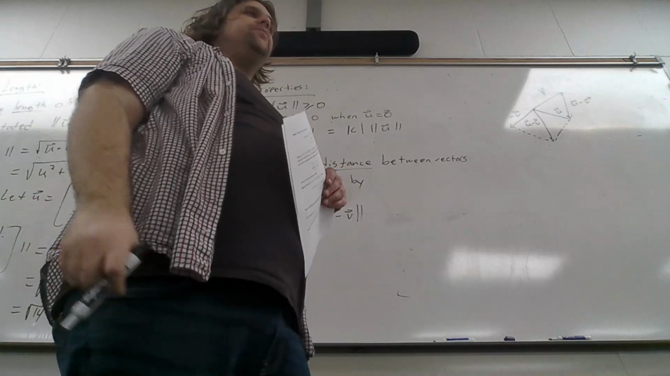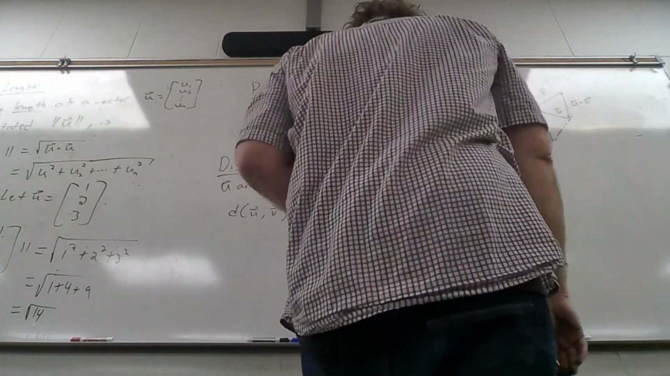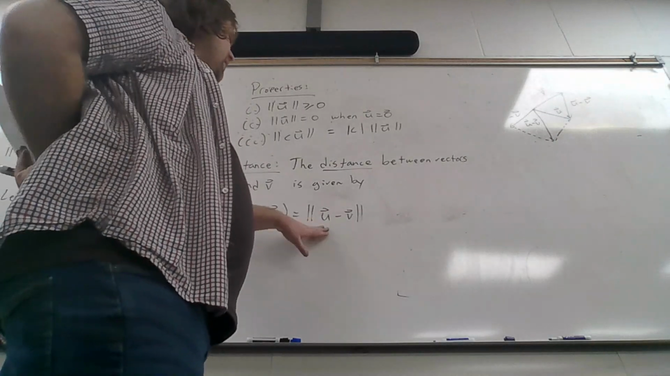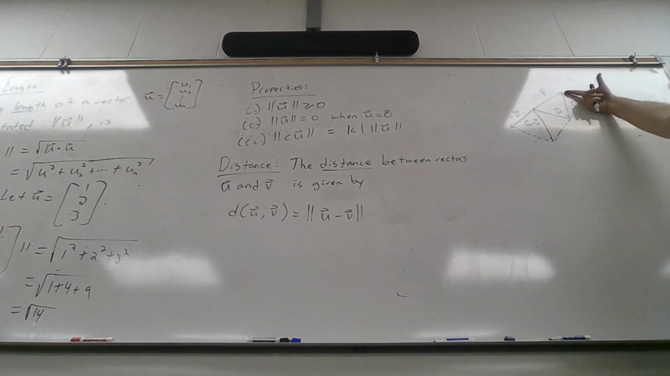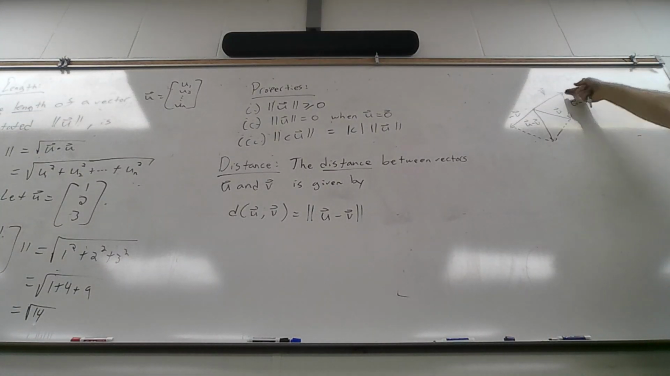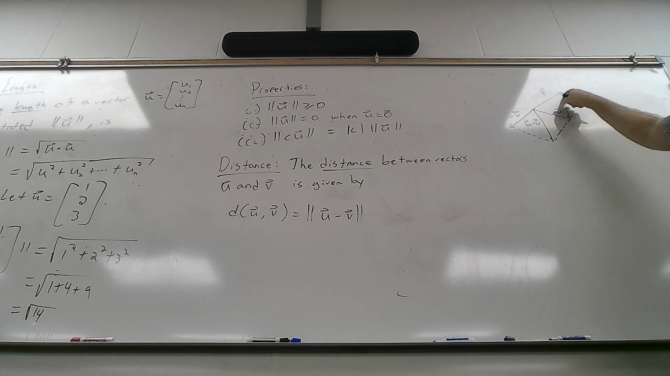U minus v. But hey, wait a minute. What we just said is that this is the distance, the length of u minus v. This is u minus v here. It starts at the end of v and goes to the end of u. So this matches distance intuitively, right?